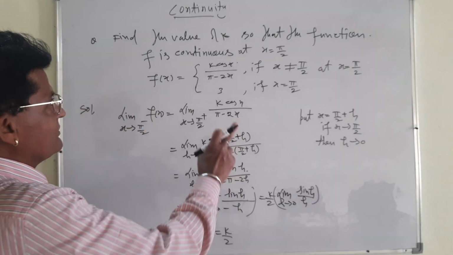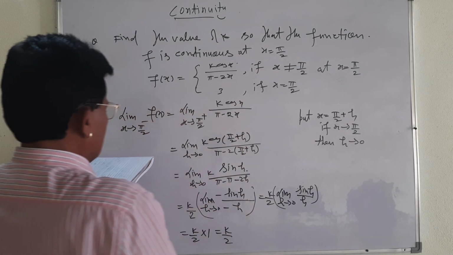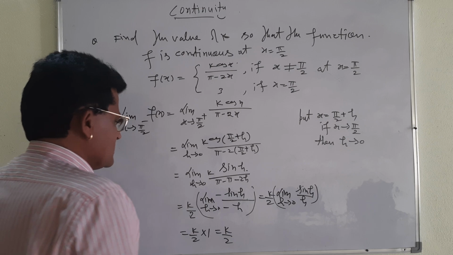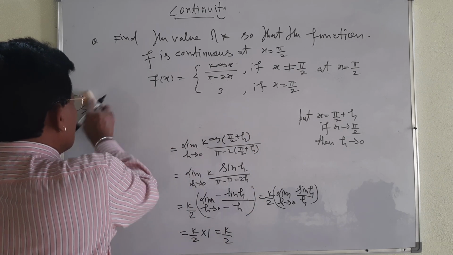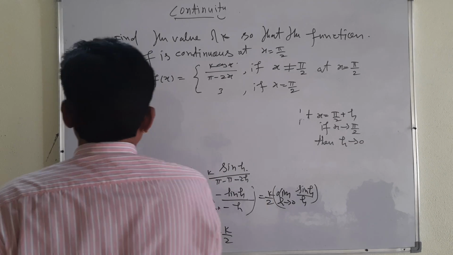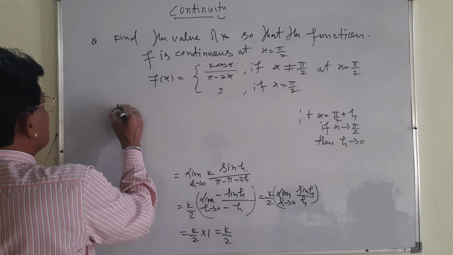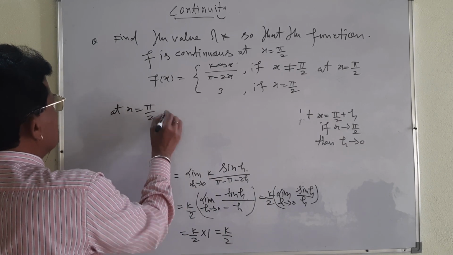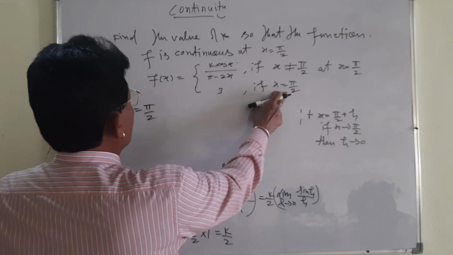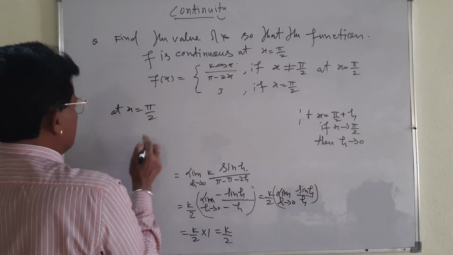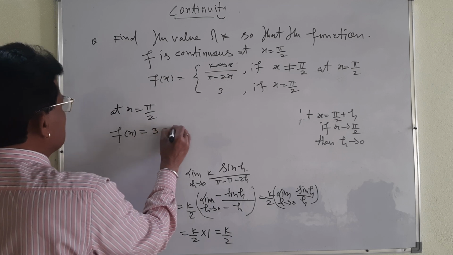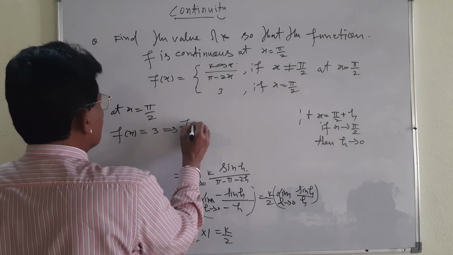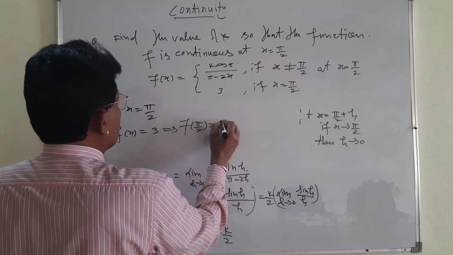And I want to take one more value. You must keep in mind, left hand limit is k by 2, right hand limit is also k by 2. I am taking one more value, because it is required at x equal to pi by 2. If x is equal to pi by 2, function will be equal to 3. f(x) will be equal to 3. Implies that in place of x you will write pi by 2. Means f(pi by 2) will be 3.